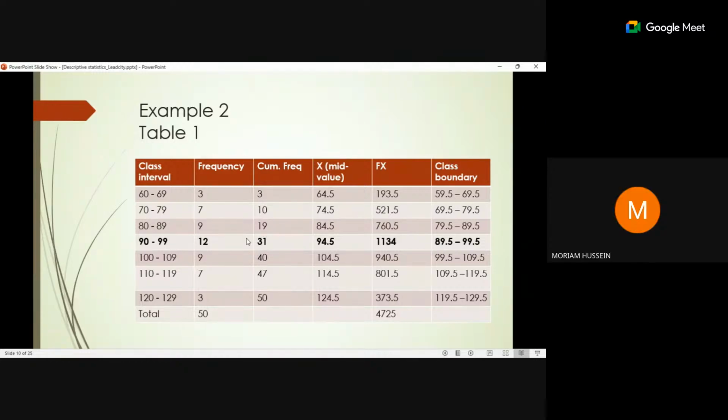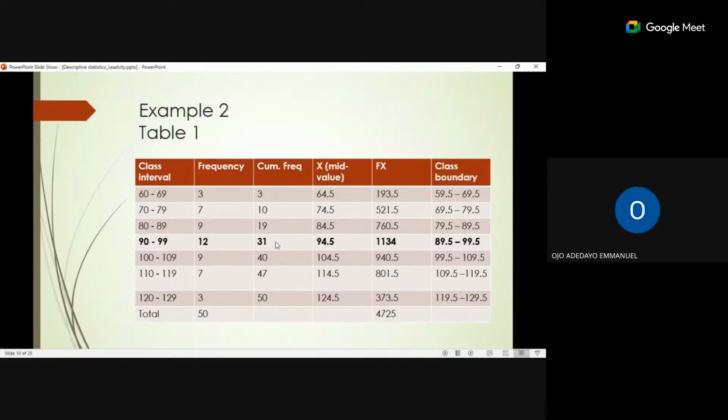Let me take it again. Divide your total frequency by 2. We're going to have 25. Come to your cumulative frequency. Where can you find that 25? You can't find it here. 25 is greater than 3. You can't find it here. 25 is greater than 10. You can't find it here. 25 is greater than 19. But you can find it in 31 because 31 is greater than 25. So the class where you can find that value is called the median class.